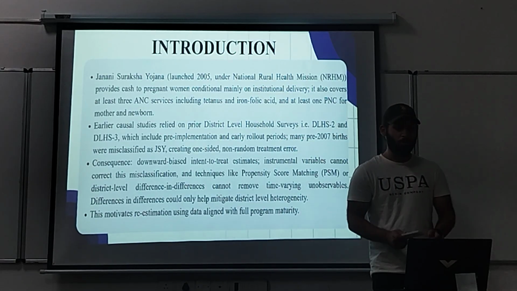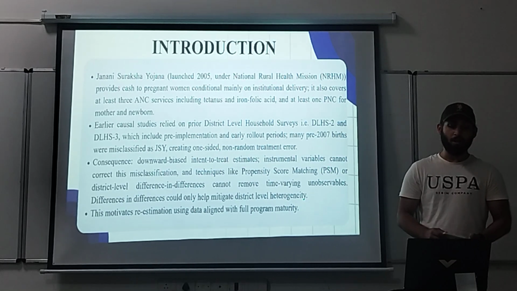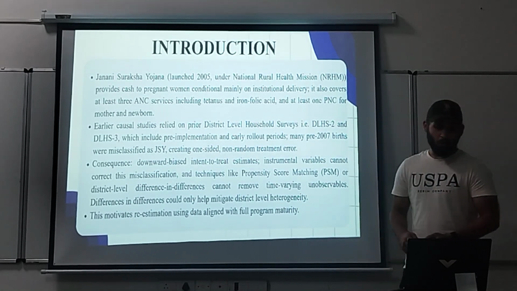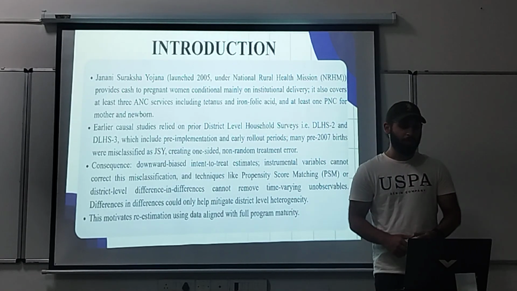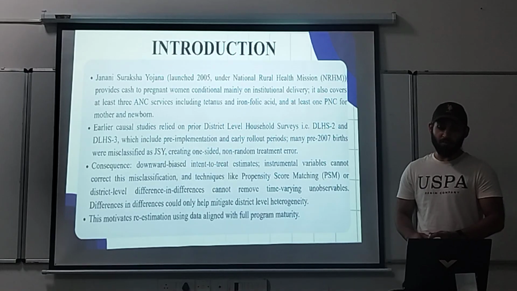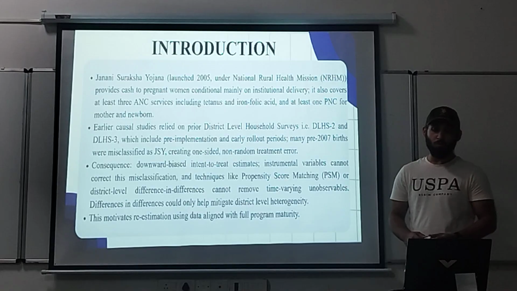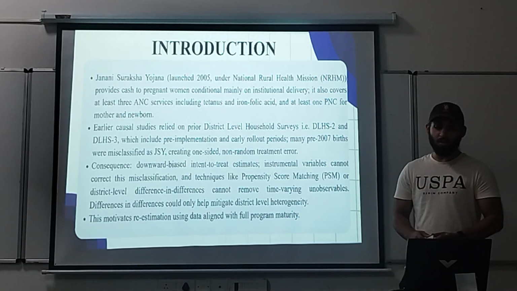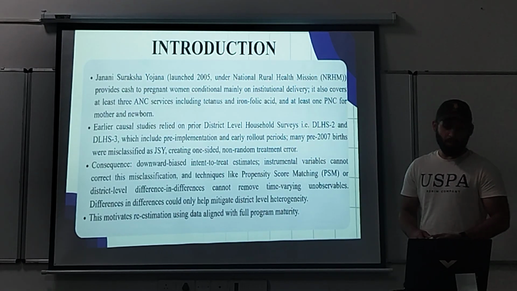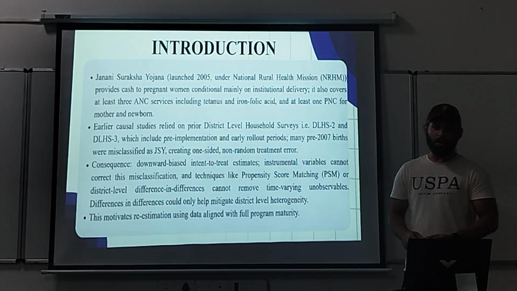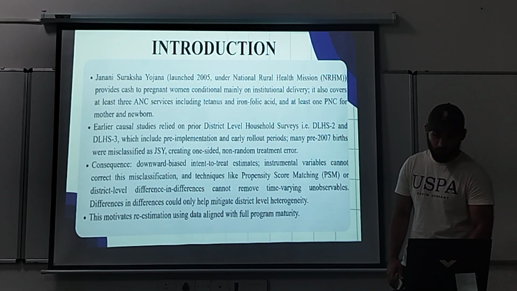However, many births before 2007 were misclassified as JSY recipients, which caused one-sided non-random treatment errors in the estimates. The consequence of these issues is downward biased intent to treat estimates. Techniques like instrumental variables, propensity score matching or district level differences in differences cannot adequately correct for the misclassification or for time varying unobservables. District level differences only help mitigate heterogeneity at that level. Therefore, the need arises for re-estimation using data that aligns with the full program maturity, ensuring accurate measurement of JSY's effects.